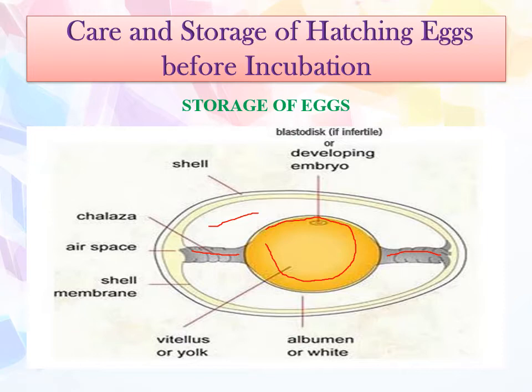Here also you can see the two cell membranes, inner and outer cell membrane. At the broader end, this inner and outer cell membrane are, we can say, separated, so that in between them an air space is formed.